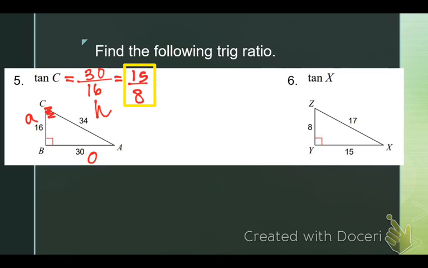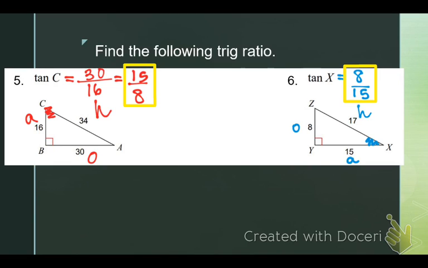Thank you. Last, we have tangent of x. What's my hypotenuse? 17. My opposite? 8. And my adjacent? 15. So then what's my final fraction going to be? 8 over 15.